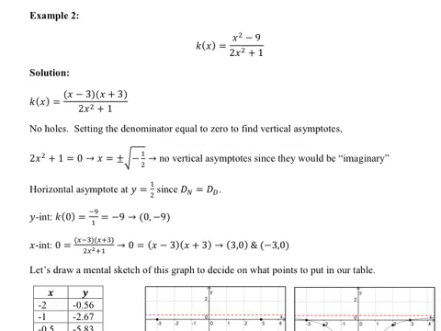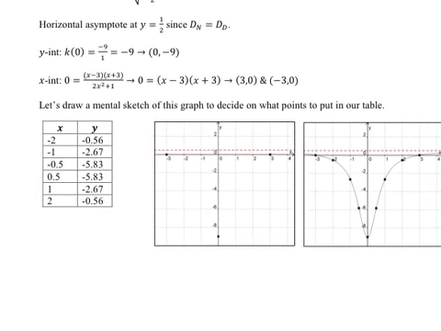The y-intercept, setting x to 0, or looking at the constants, we're going to see is negative 9 over 1, or (0, negative 9). The x-intercepts come from setting the numerator equal to 0, so we get 3 and negative 3. Then we draw a mental sketch of this, and what we're going to see right away is that we have symmetry here with these two numbers. So points we may pick are numbers in here, okay, so 1, 2, negative 1, negative 2, maybe outside, or some decimals. So using these points, we're going to see the graph here.